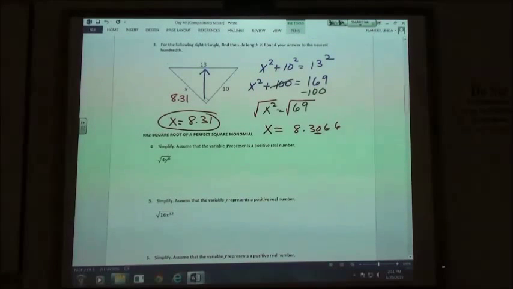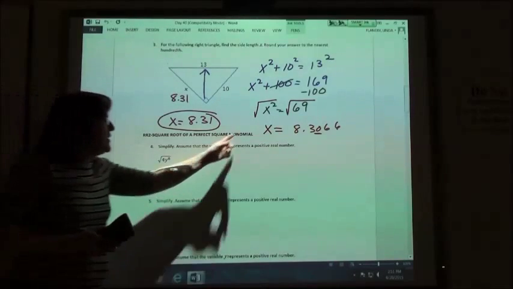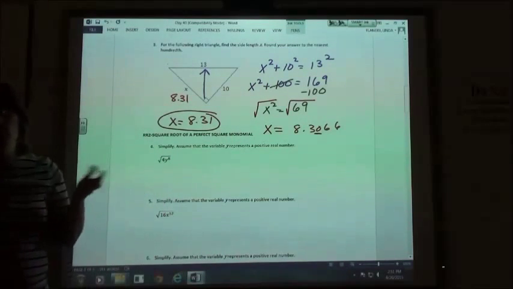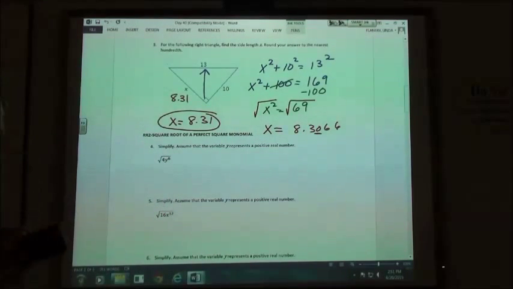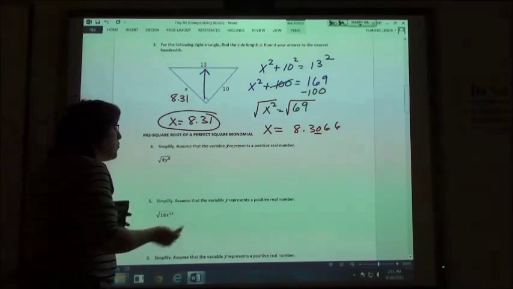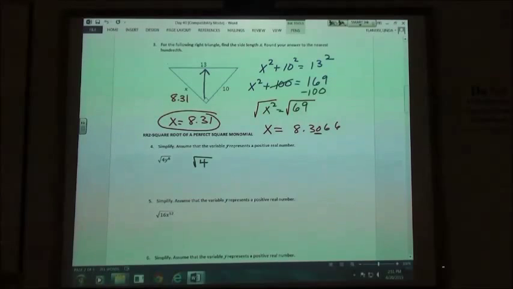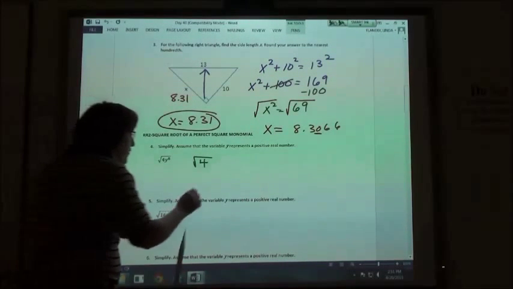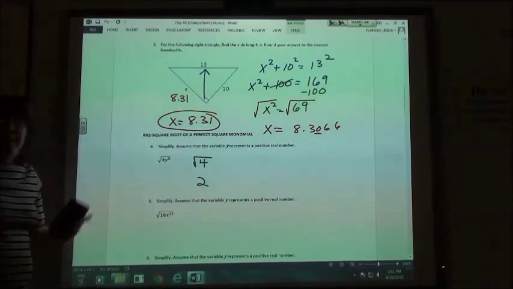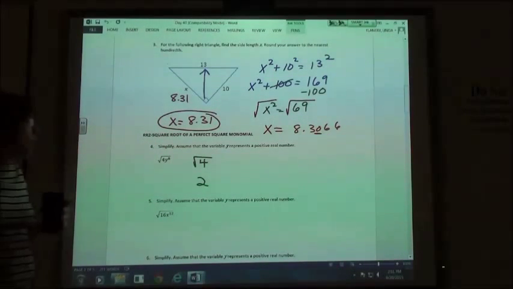The next ones, we are doing the square root of a perfect square monomial. Monomials just tell me it's going to have variables in there, and we haven't done the square root of variables yet. But thinking about square roots, I'm going to start with the square root of 4. The square root of 4 means what times what gave me 4. Well, we already knew the square root of 4. It was a 2. If I take 2 times 2, I get 4.